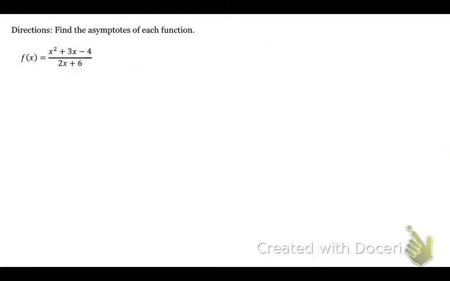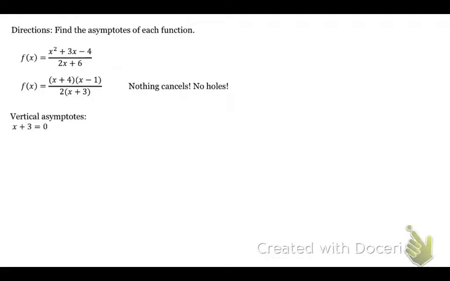Okay. So we have x squared plus 3x minus 4 over 2x plus 6. Let's factor it. First, make sure there's no holes. So x plus 4, x minus 1, 2 times x plus 3, no holes, we're good. Let's find that vertical asymptote. So we have x plus 3 equals 0, which means x equals -3. So we have a vertical asymptote at x equals -3.